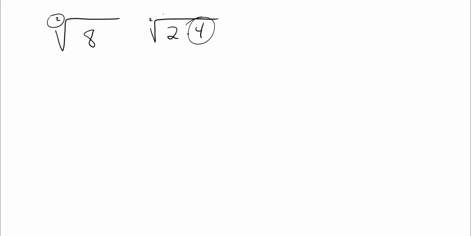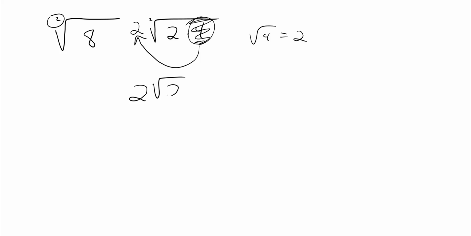Once you find perfect squares, you can pull those out. I can take the square root of 4, which is 2. That means this would come on the outside, and I would say 2. So the answer to this one is 2 times the square root of 2. Because that 4 was a perfect square, I was able to pull it out from underneath the radical and put it on the outside, but don't forget to take the square root of it.